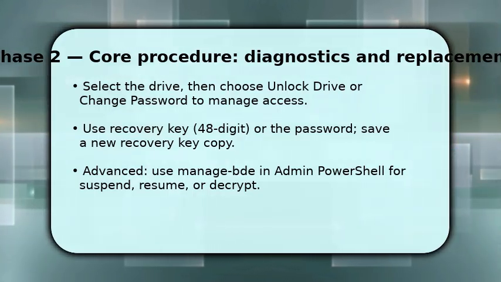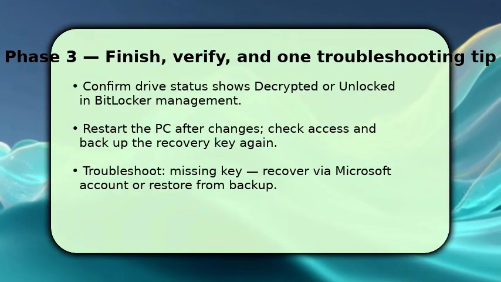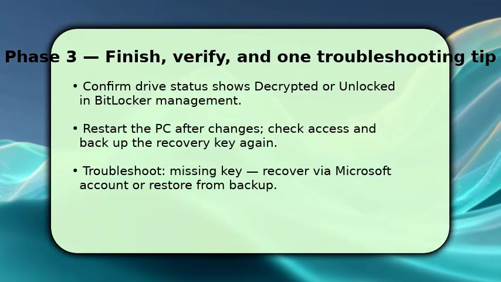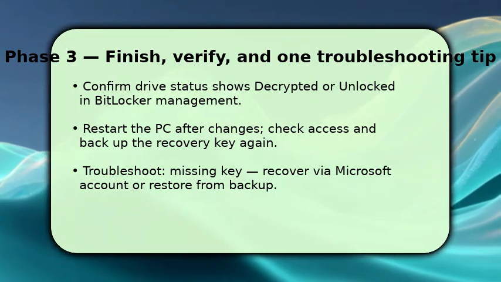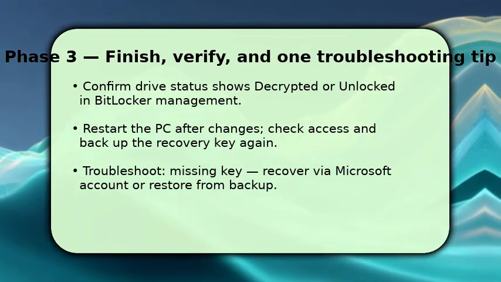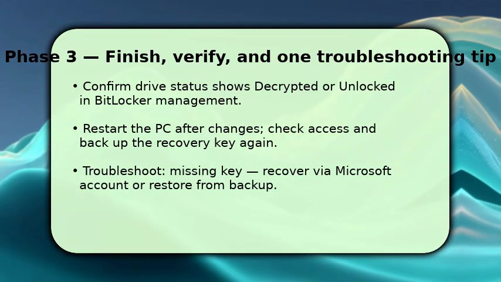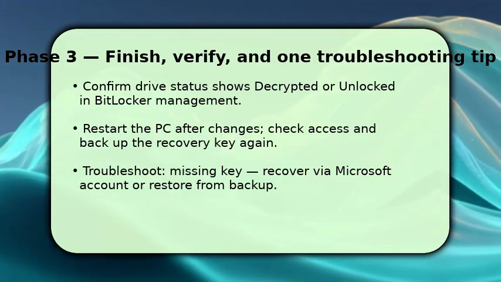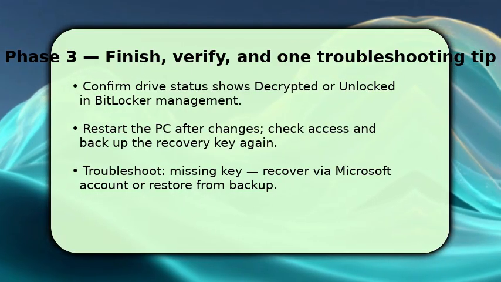You finish by verifying the drive status in BitLocker management. Look for decrypted or unlocked and confirm you can access files. Once changes are applied, restart the PC to ensure policies and TPM state update correctly, and then back up the recovery key to a safe location.